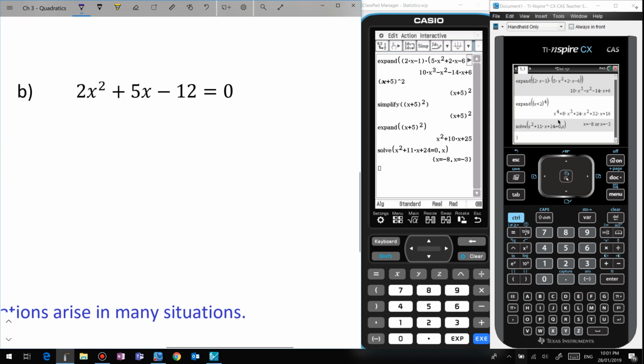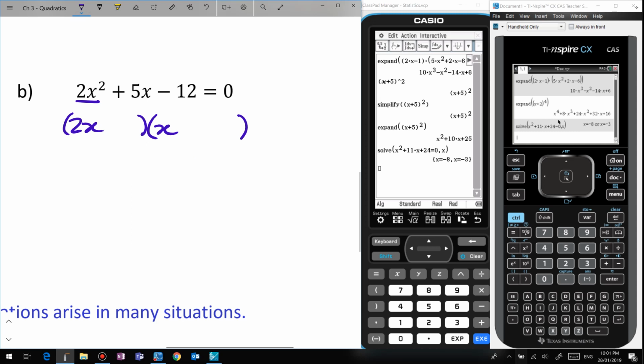Okay, so here we can't take out anything as a common factor. We try and factorize. Things that can go into 2x are 2x and x. Things that can go into 12, we could try 6 and 2. That's going to give me 12 and 2. That's not going to give me 5. We could try them the other way around, 6 and 2. That's going to give me 4, and that's going to give me 6. That's not going to give me 5.